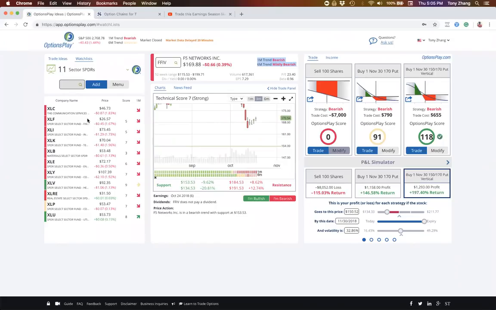Bill's asking, why don't you accept the recommended options play spread? Isn't that the highest rate vertical trade? Bill, I'm not sure what you mean. I think I am accepting and trading the recommended options play spread.